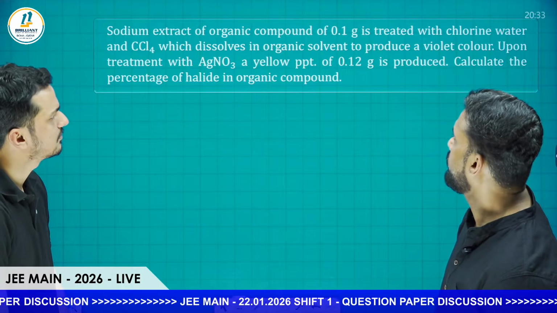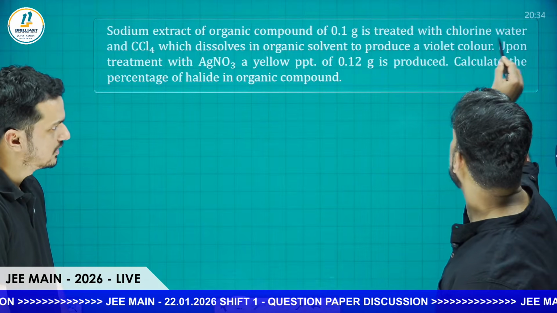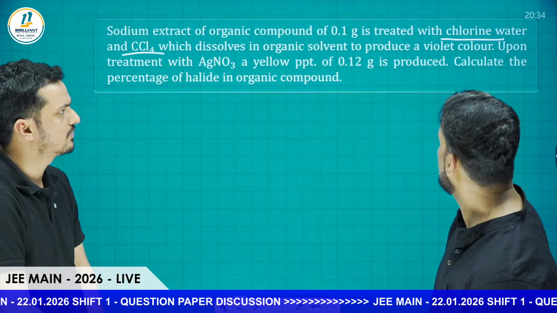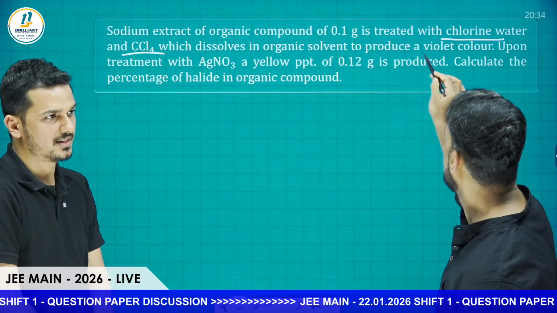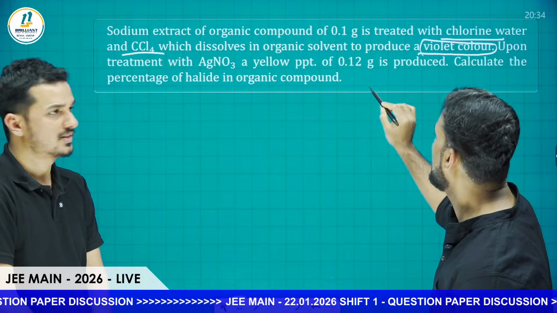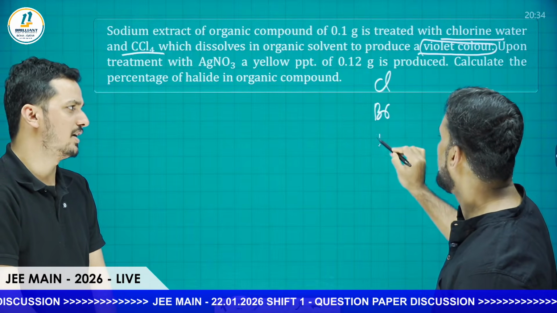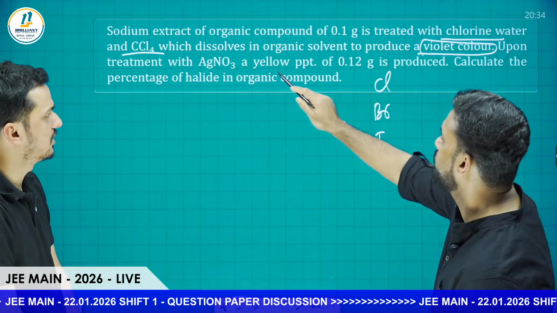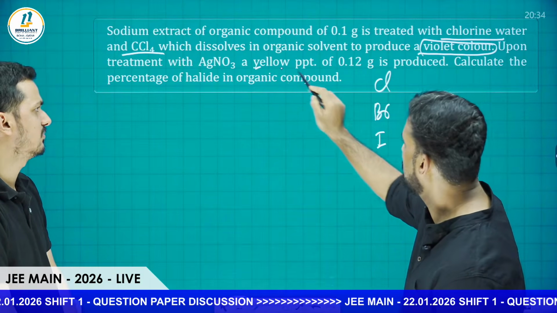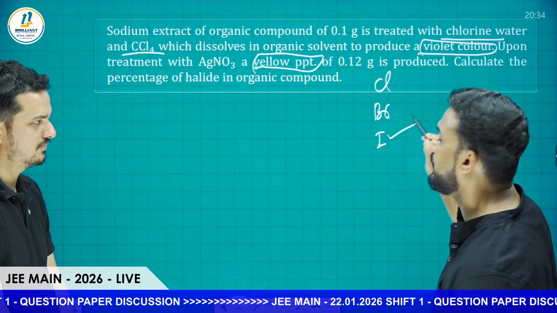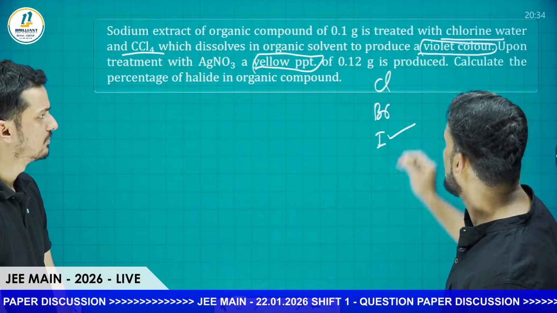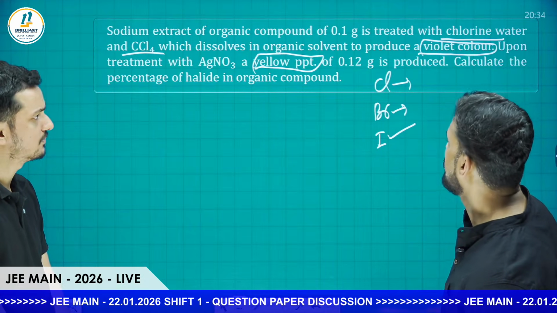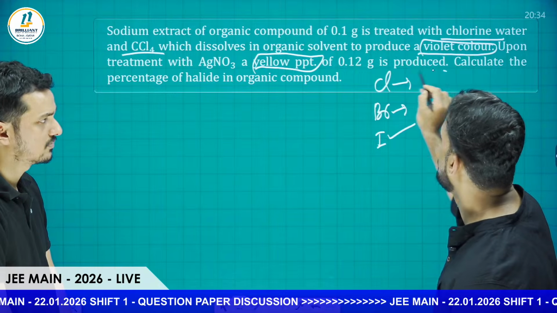Sodium extract of an organic compound of 0.1 gram is treated with chlorine water and CCl4, which dissolves in the organic solvent to produce a violet color. That means iodine. Among the halogens, violet color means iodine. Upon treatment with AgNO3, a yellow precipitate forms. Yellow precipitate means iodine, because AgCl is off-white, AgBr is pale yellow, and AgI is pure yellow. So 0.12 gram is produced.